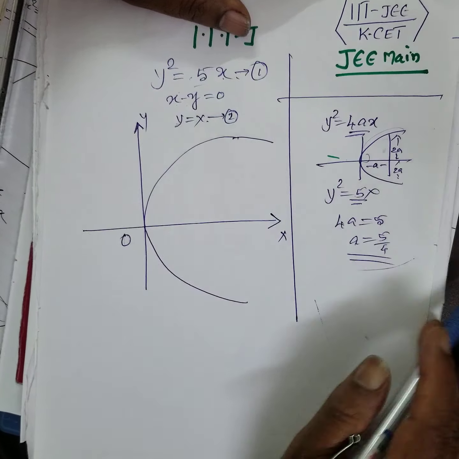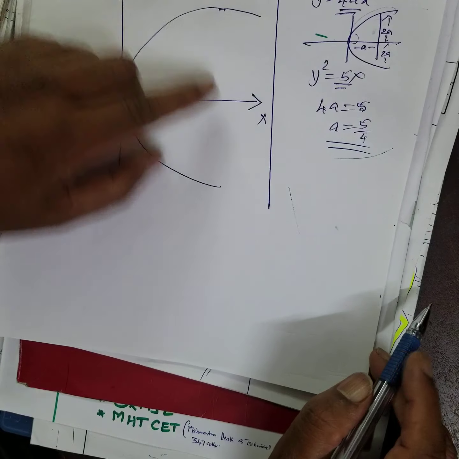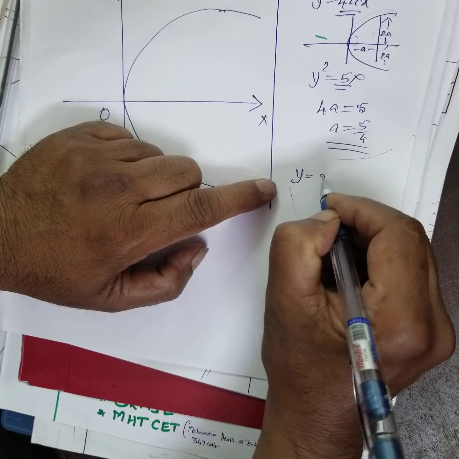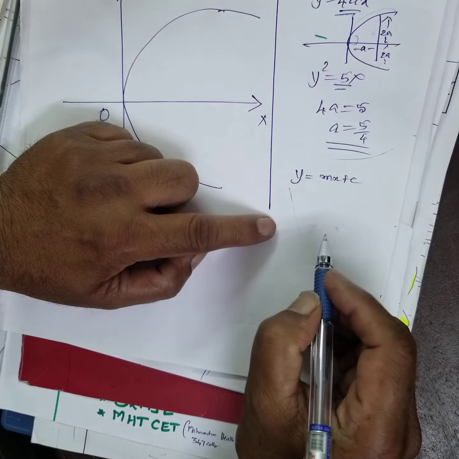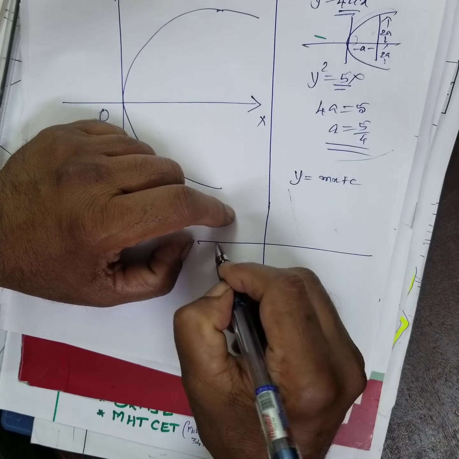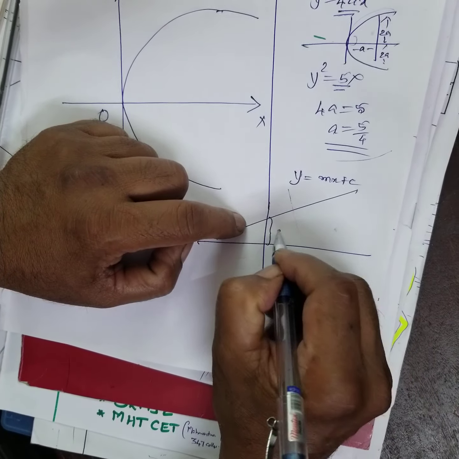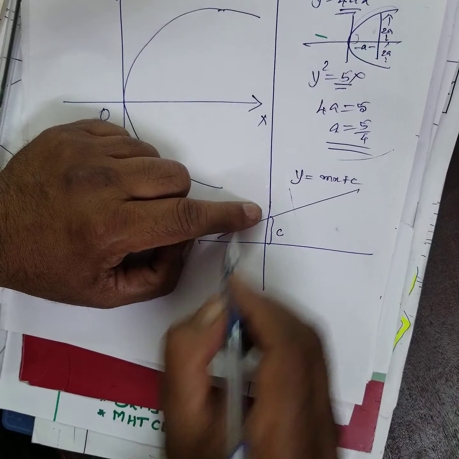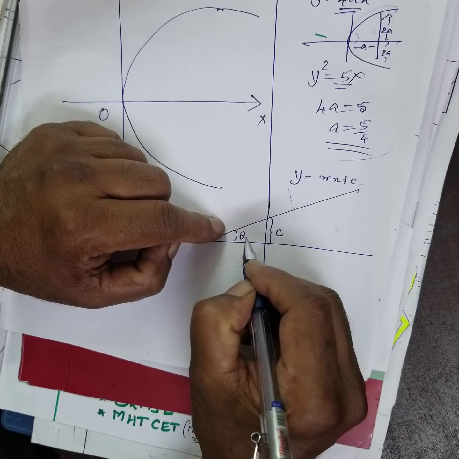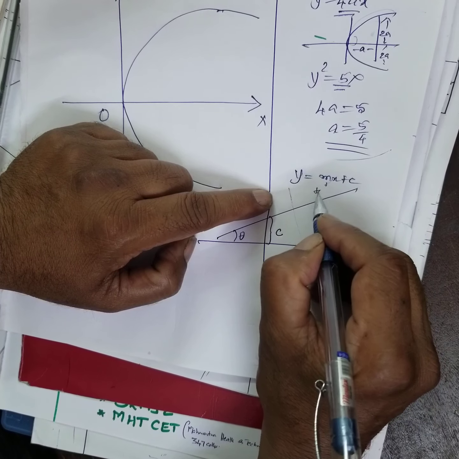And again what? y is equal to x. What do you mean by y is equal to x? How can you say it is a line? How did they get it? See, in the beginning of the class, I said y is equal to mx plus c. Do you remember? How does it look like? This is called the x-intercept, y-intercept. This is theta. m is what? Tan theta, the slope.